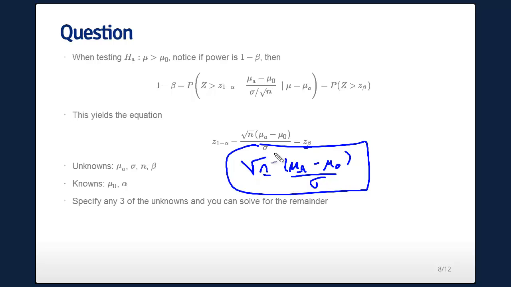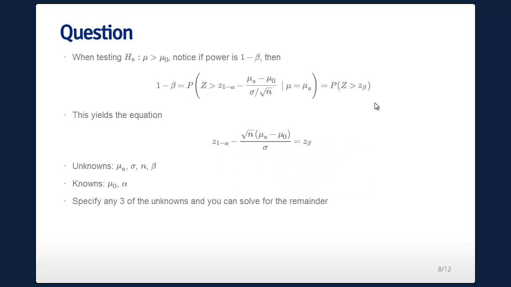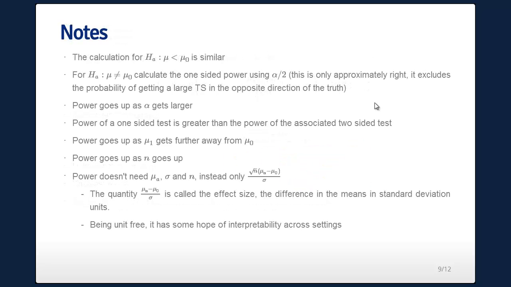So this guy, without the n, this guy right there is called the effect size. So it's often the case that we only discuss in terms of effect size. So that's this guy. And the reason for that is, notice this is a unit-free quantity, and it has some hope of being interpretable across settings.